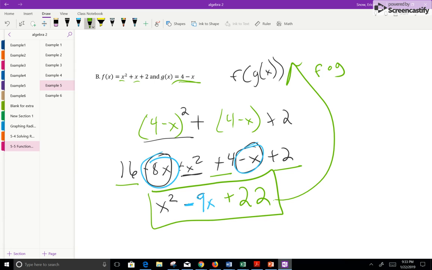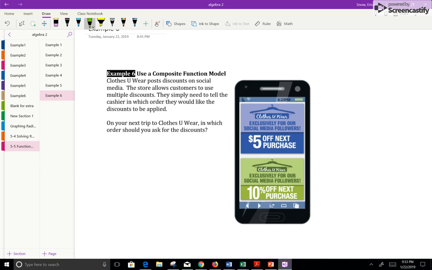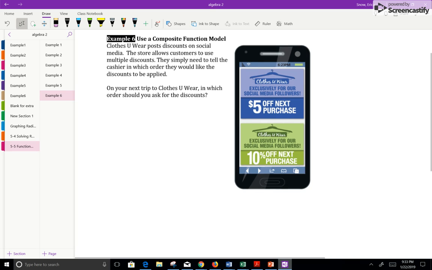So now example 6 gives us a real world situation where we compare what we're going to do here. This was one of those lovely little word problems where you actually have to read what you're doing. It says, Clothes You Wear posts discounts on social media. The store allows customers to use multiple discounts. They simply need to tell the cashier in which order they would like the discounts to be applied. On your next trip to Clothes You Wear, in which order should you ask for the discounts? So this discount we're going to call f of x.